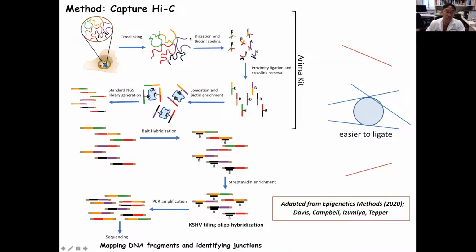To study the 3D genomic structure, we bought the Arima kit to do the ligation, and we also enriched the KSHV genome before sequencing, because the KSHV genome is only 150 kilobase pairs, while the human genome is 3.2 gigabase pairs. If you just simply sequence it, we're going to sequence too much of the human genome. It's not cost effective. Then we asked the question, what is the genomic structure?